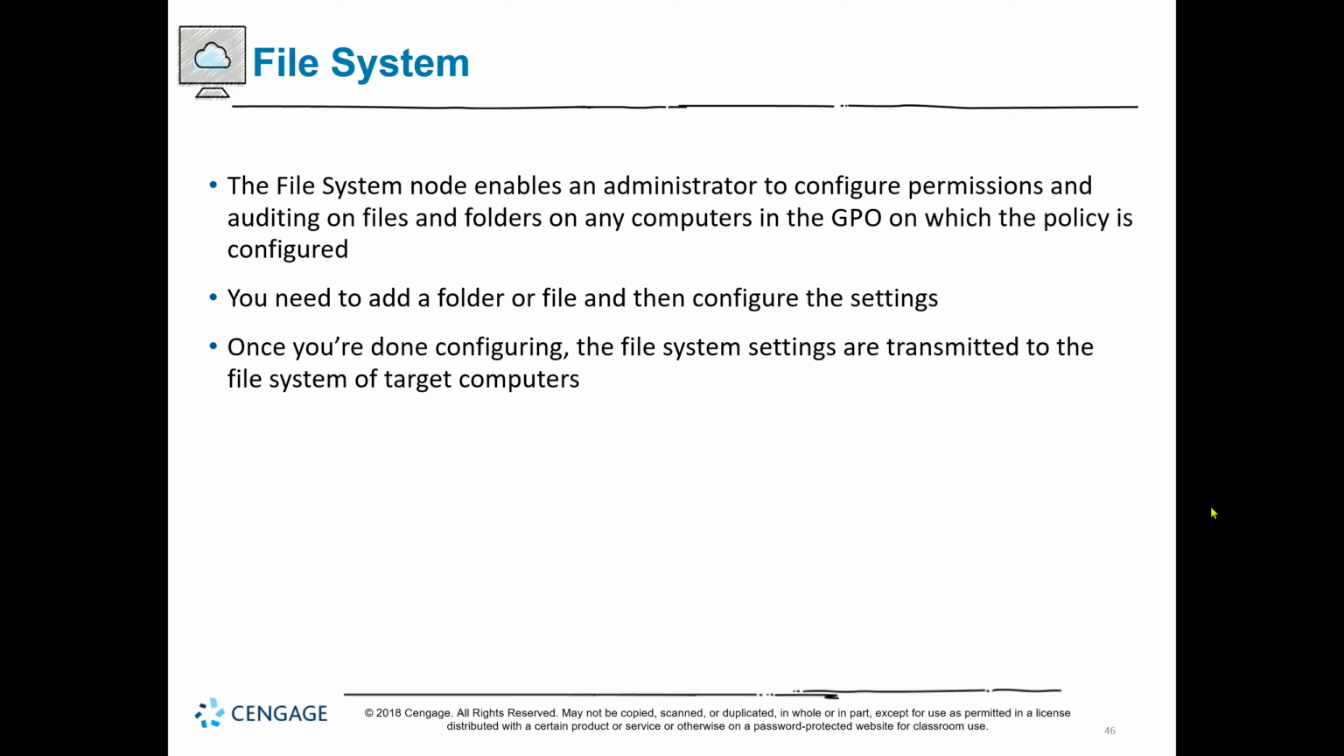File system. The file system node enables an administrator to configure permissions and auditing on files and folders on any computers in the GPO on which the policy is configured. You need to add a folder or file and then configure the settings. Once you're done configuring, the file system settings are transmitted to the file system of the target computers.